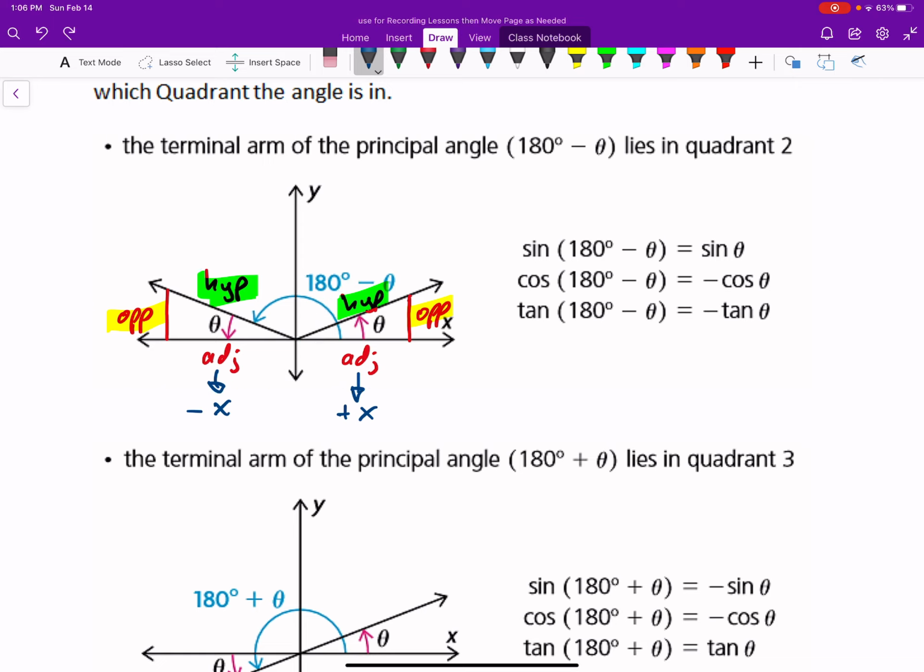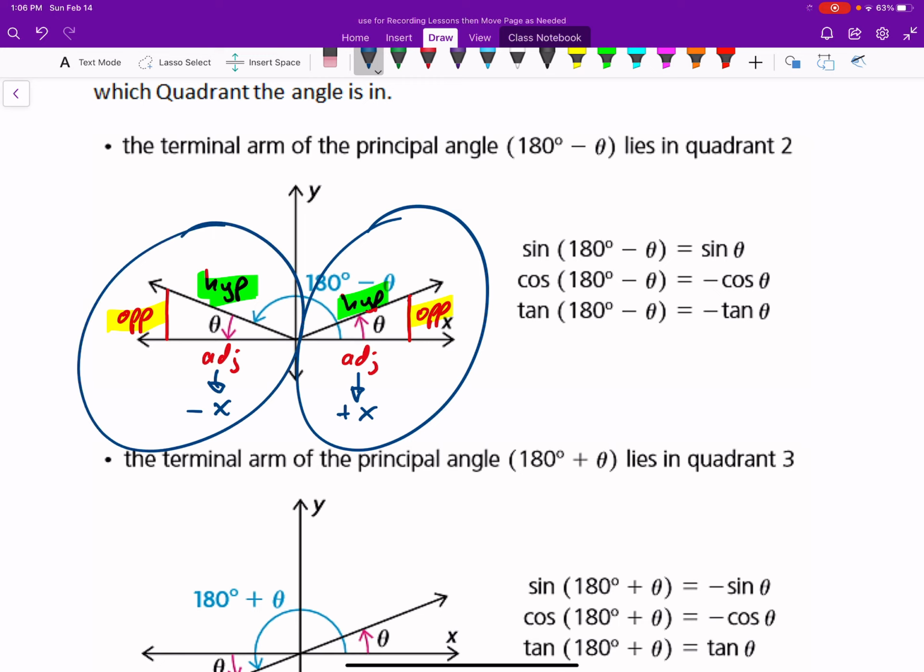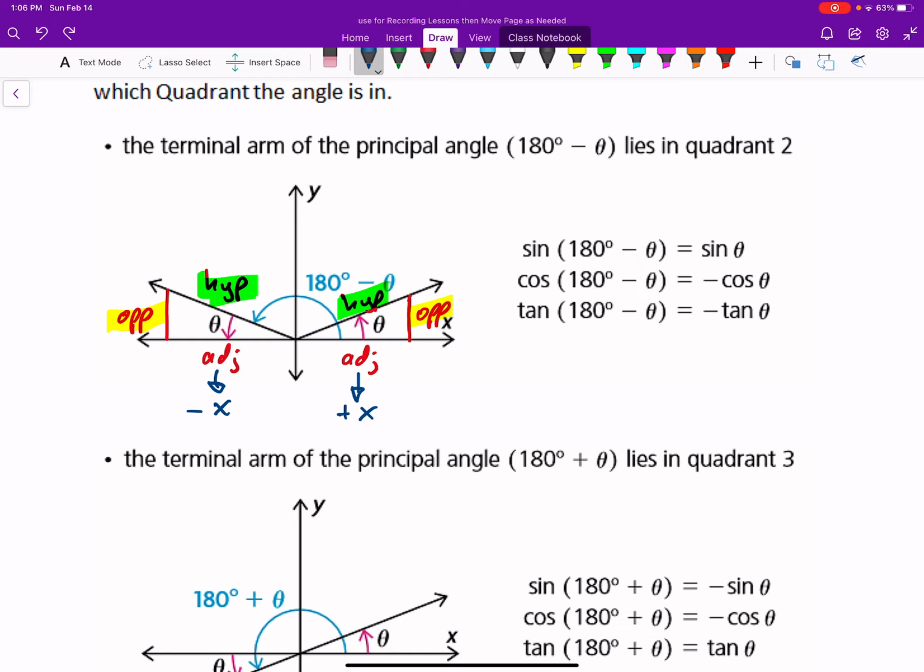Likewise for tan, because again, the x values are negative in quadrant 2, and tangent comes from doing opposite over adjacent. So we'd have two positive values here in quadrant 1, opposite over adjacent, whereas I'd have positive opposite over negative adjacent in quadrant 2. So again, they're opposite signs, and that's what this is getting at. This is trying to show you that they're actually the same, but they're opposite signs.